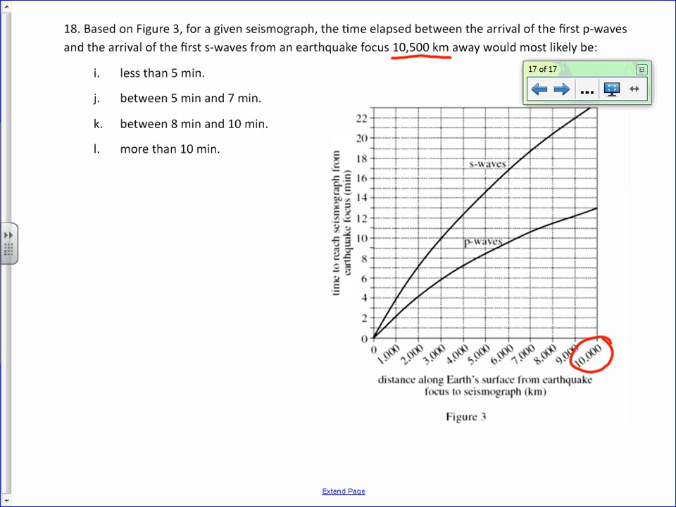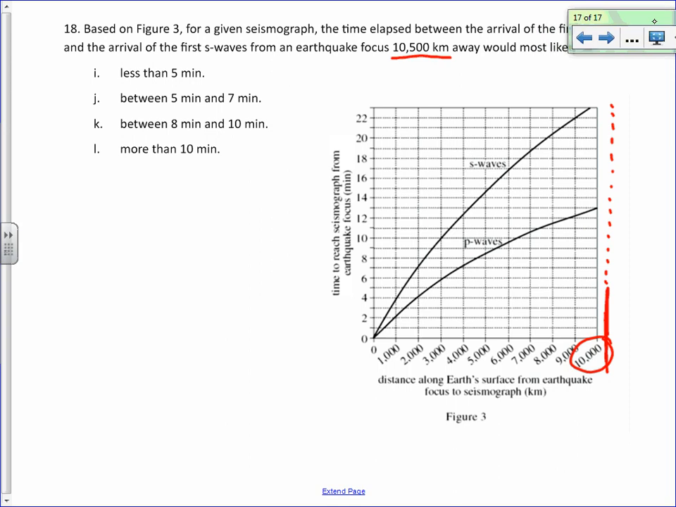Right? So in this case, what we're looking for is the time elapsed between them, essentially right here, at about 10,500. So if you trace this up, all right, we see this line would keep going like this, and this line would keep going like this, and we have a point here and a point here. Trace them over, and this would be somewhere around 25. This would be somewhere around 13. All right, so 25 and 13. You definitely would see it be more than 10 minutes.